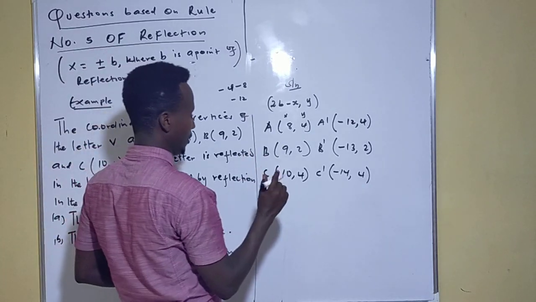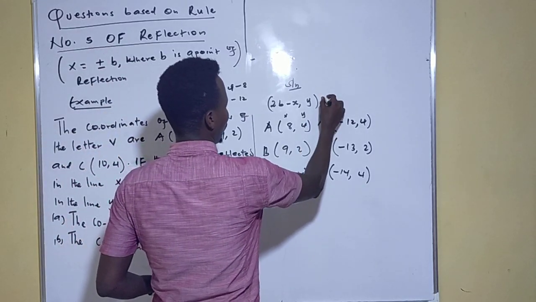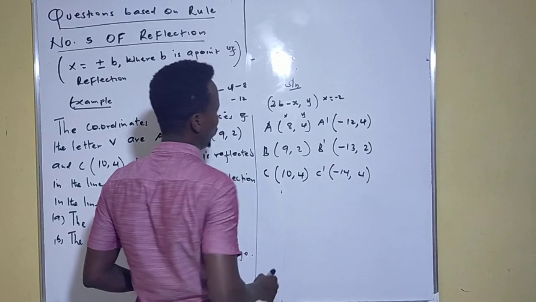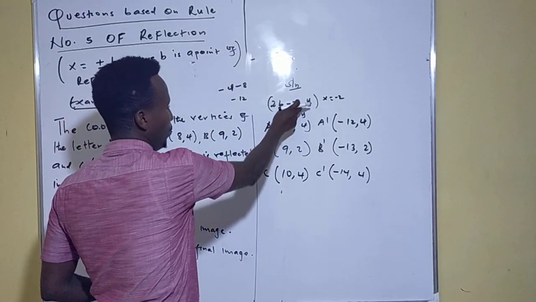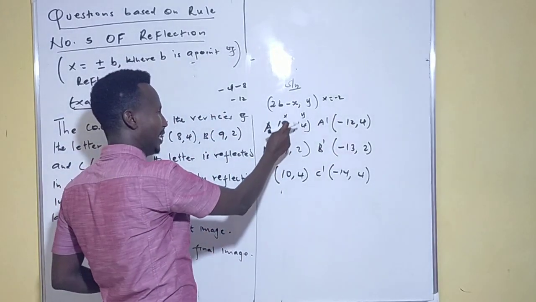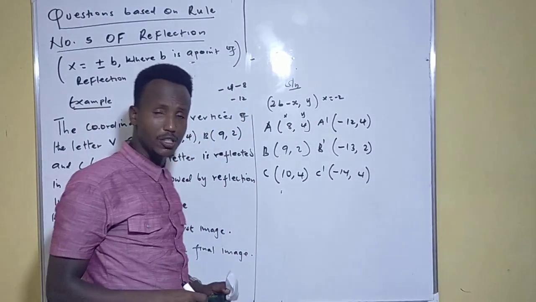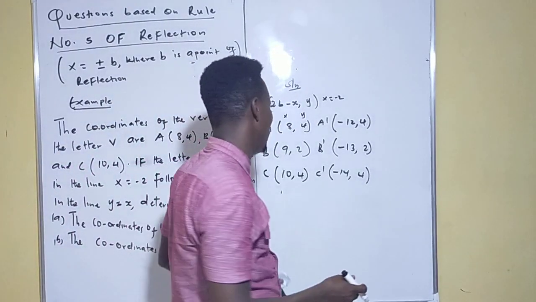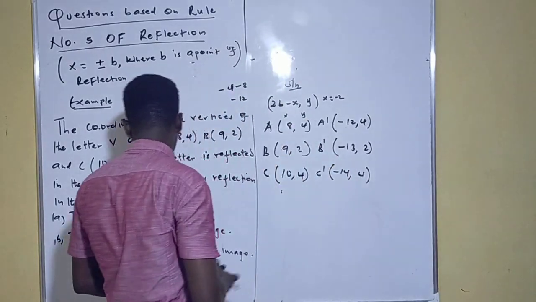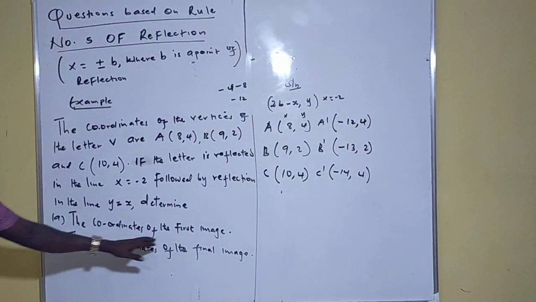Using this formula, I'm done. Remember, we are reflecting onto the line x is equal to negative 2. This is the formula you'll be using. In every point given, write x and y. So the formula is 2b minus the x coordinate of the point, comma y. Y will not change. So this is the first image. Already I've gotten the coordinates of the first image.